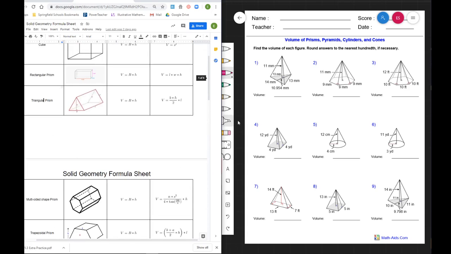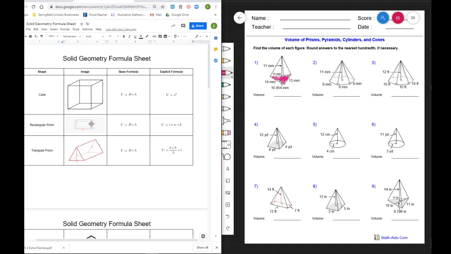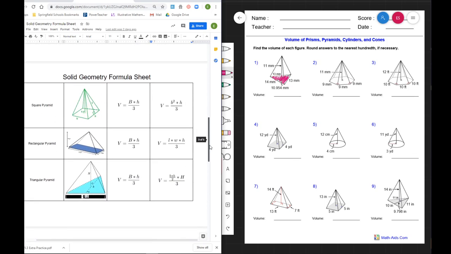Now, if we take a look at number one, the most important part of any of these figures is the base, this guy right here. Essentially, the base is the thing that the cone or pyramid is sitting on. This base is the most important part because it tells us what formula we're going to use. So if we go back over to our formula sheet, we want to match our shape with our formula sheet.